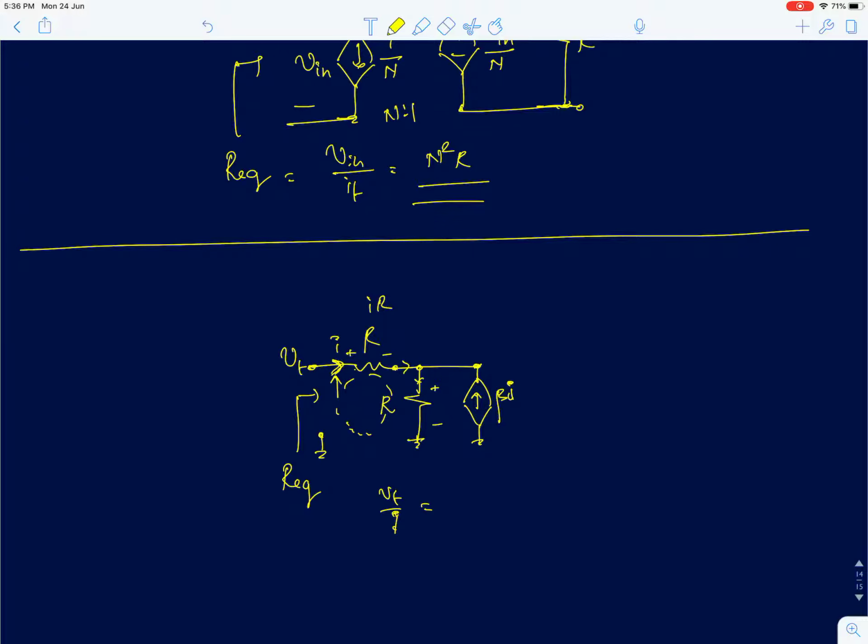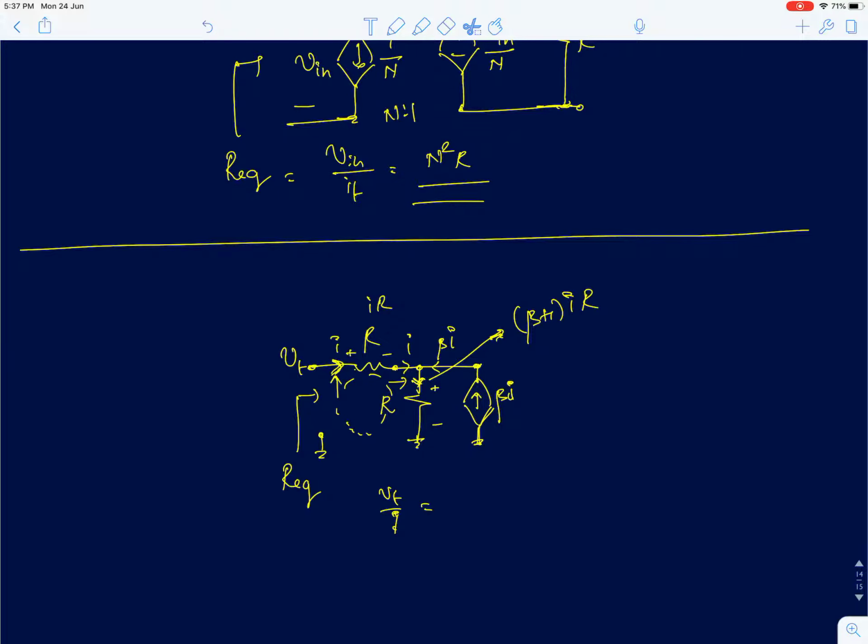So the current entering here is I. The current entering at this node is beta I, because that's a dependent source. So the current entering this resistance at this point is (beta plus 1) into I. So this voltage drop will be (beta plus 1) I into R.